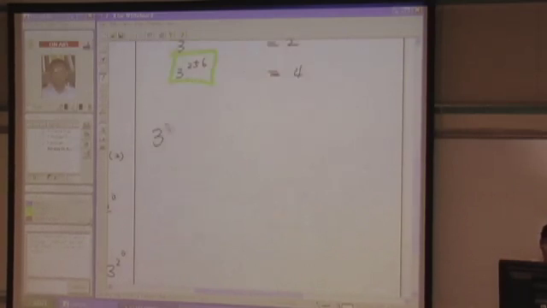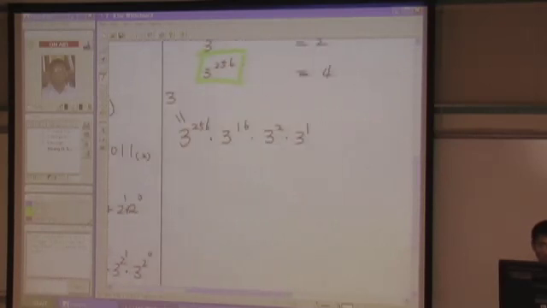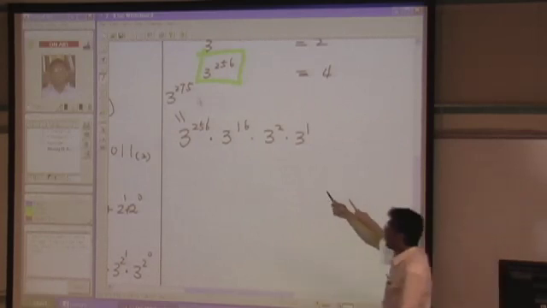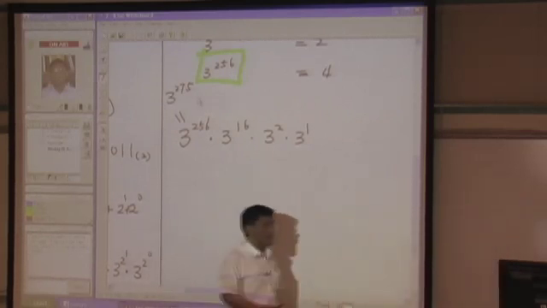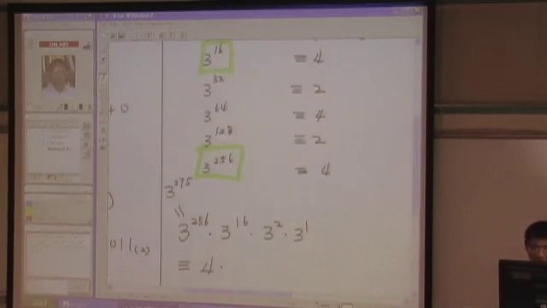3 to the power of 256 multiplied by 3 to the power of 16 multiplied by 3 to the power of 2 multiplied by 3 to the power of 1, right? This is nothing but 3 to the power of some number that you chose, right? 275. So this is the initial problem, but I decompose it using the binary exponentiation technique. Then now these are congruent to 4, right? This is congruent to 4. 3 to the power of 16 is congruent to 4. And then 3 to the power of 2 is congruent to 2. 3 is congruent to 3.